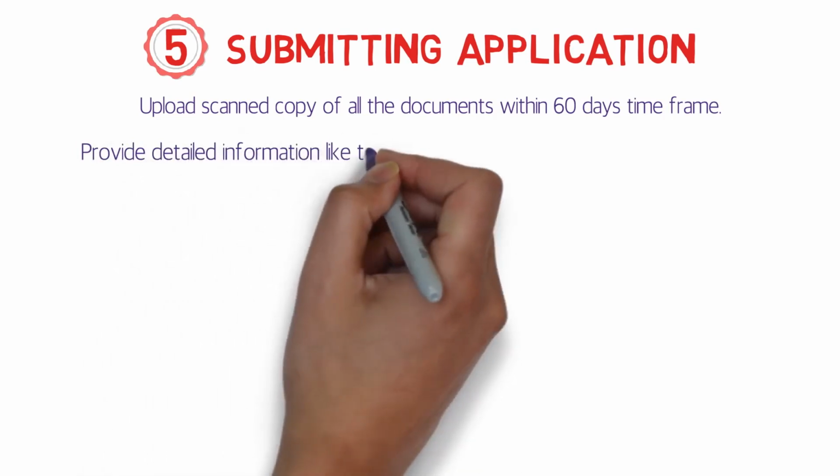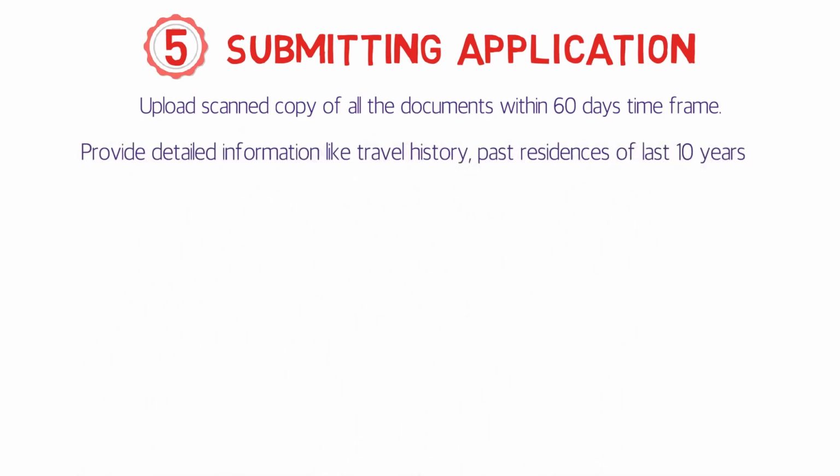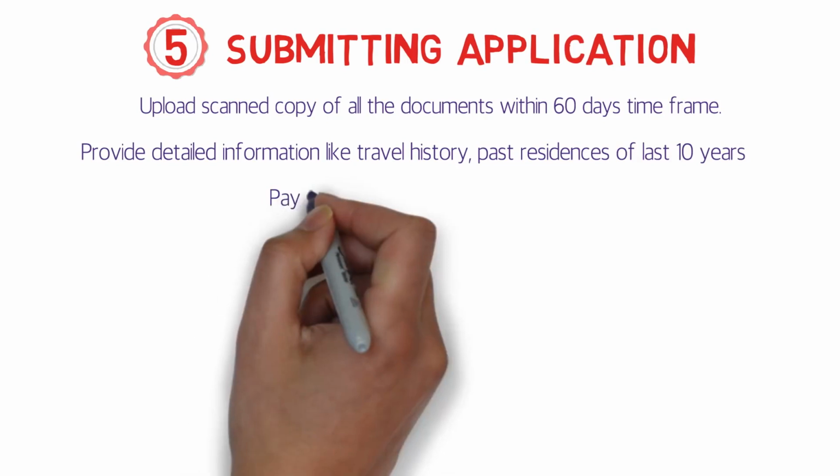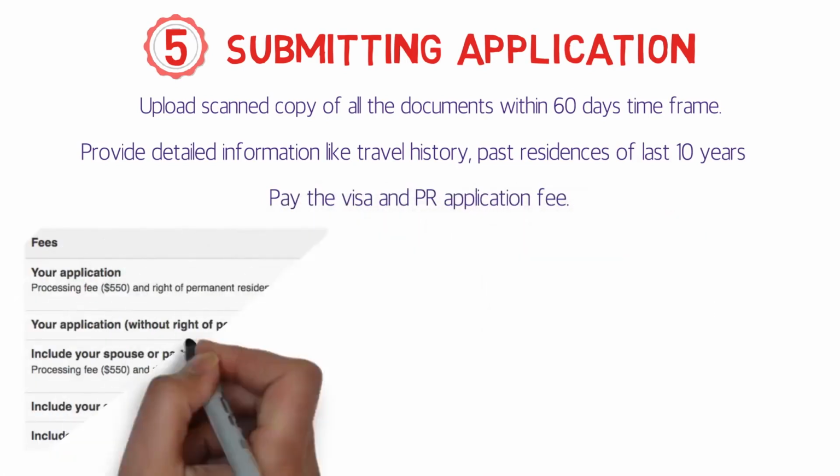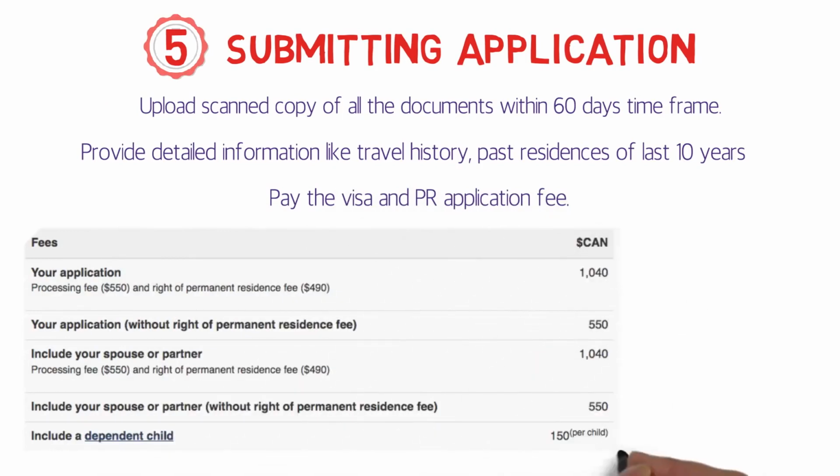Provide detailed information like your travel history, past residences of last 10 years. You need to give all that information, and it's a lot of information that they ask in different kinds of forms. And all of this is done online. You have to pay the visa and PR application fee as well. So how much is the fee? This is the official screenshot from the Canada.ca website. If you're a single applicant, in that case, you need to pay something around 1,040 Canadian dollars. And if you include your spouse as well, in that case, you need to pay double that amount.